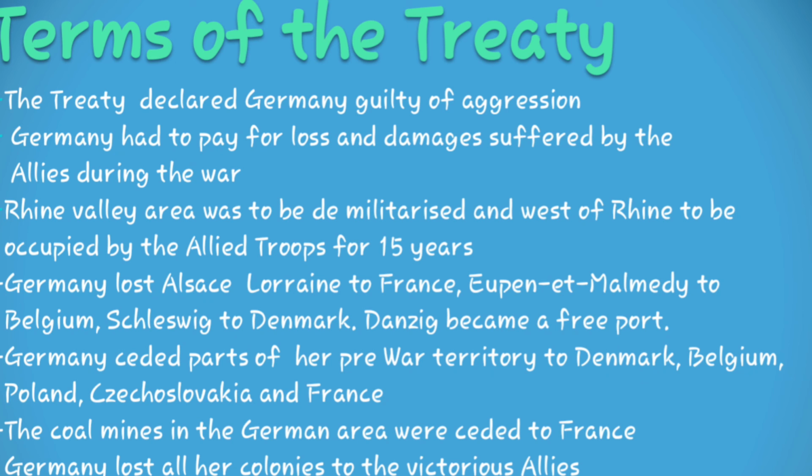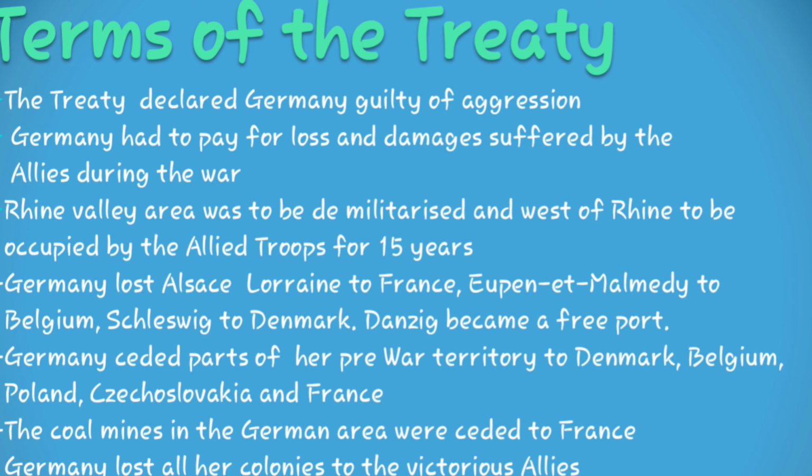Germany ceded parts of her pre-war territory to Denmark, Belgium, Poland, Czechoslovakia, and France. And lastly, the coal mines in the German area were ceded to France, and Germany lost all her colonies to the victorious Allies. This treaty affirmed the complete independence of Belgium, Poland, Czechoslovakia, and Yugoslavia.